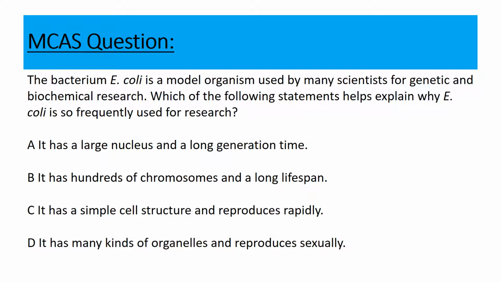The bacterium E. coli is a model organism used by many scientists for genetic and biochemical research. Which of the following statements helps explain why E. coli is so frequently used for research? A, it has a large nucleus and a long generation time. Well, A is definitely not correct. E. coli, we're told in the question, is a bacterium. Bacteria are prokaryotes, and by definition, prokaryotes do not have nuclei. So we know that E. coli does not have a nucleus.